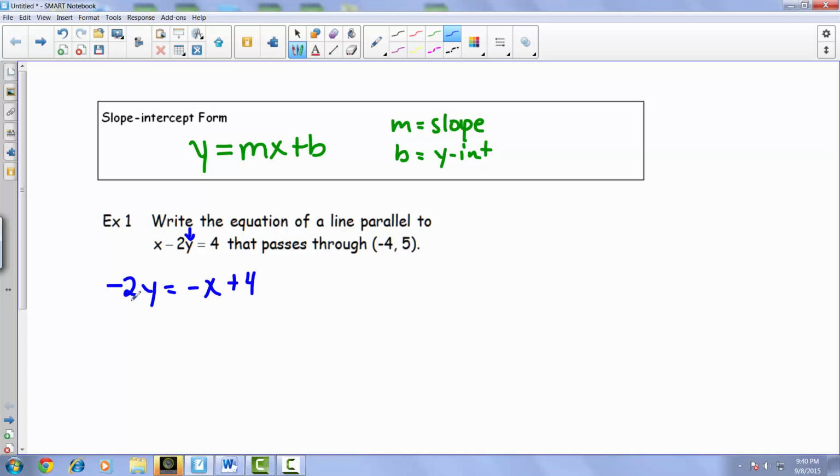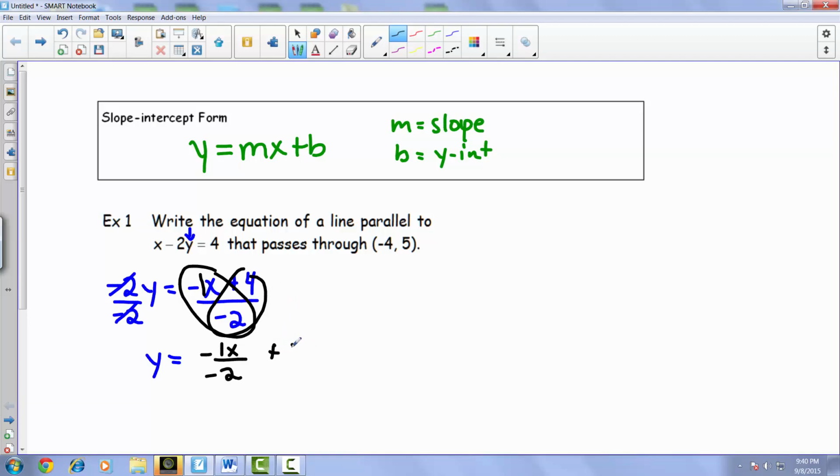Since we want y by himself, we're going to go ahead and divide both sides by -2. The -2's end up canceling out on the left side, leaving us with just y is equal to. When we divide this -x divided by -2, really there's a number in front of this x. If it's not written there, it's assumed it's a 1. So ultimately we have -1x divided by -2. And then likewise with this 4, we can go ahead and just divide those as well. So we end up with plus 4 over -2.